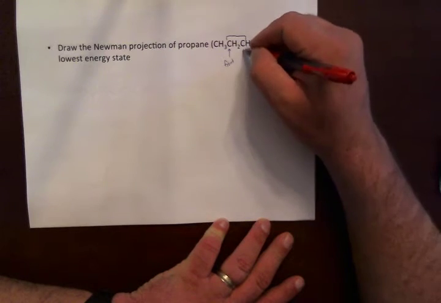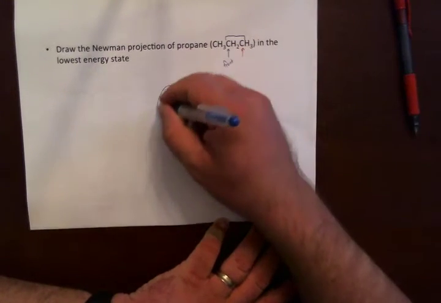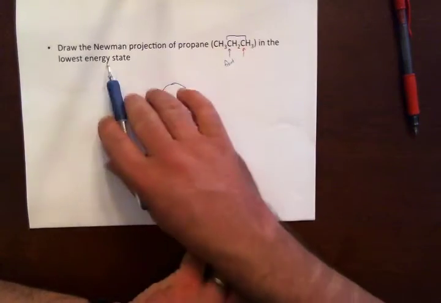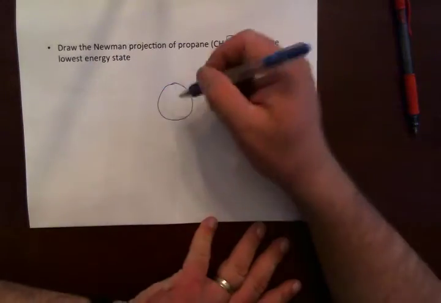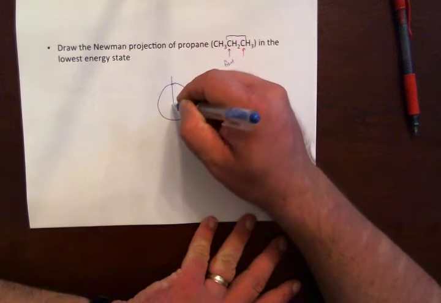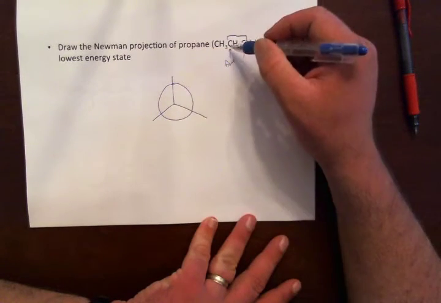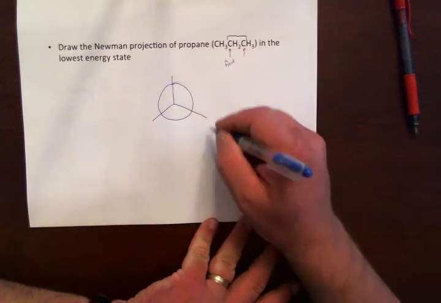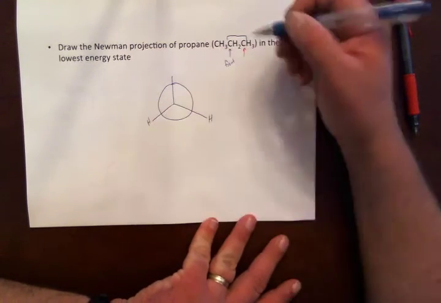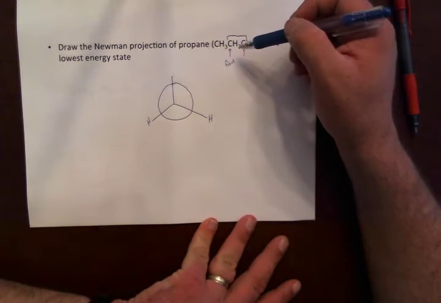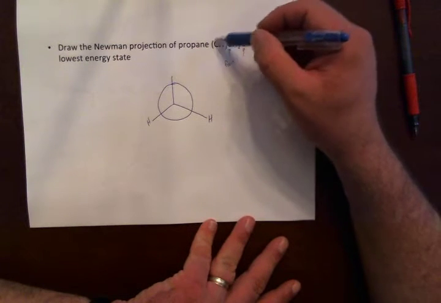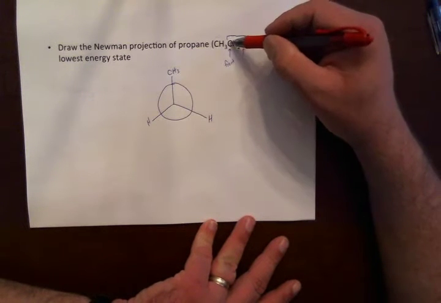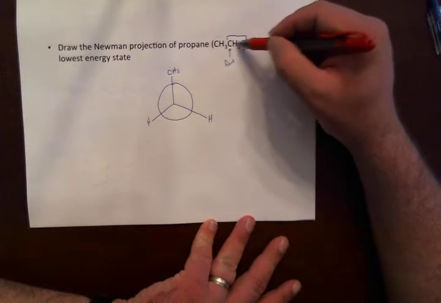This is the back carbon, and the front carbon is here. The first thing to do is don't even worry about the lowest energy state. Just draw the molecule. We're going to have the three things hanging off the front carbon. What do we have? We have these two hydrogens, so just put them somewhere, and there's going to be this methyl group here. Remember, we're looking between this carbon-carbon bond.